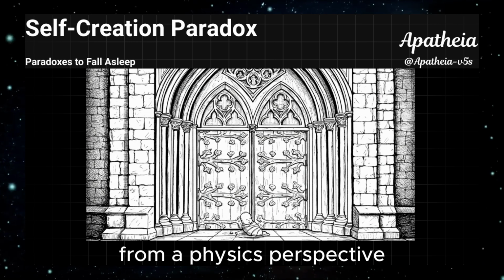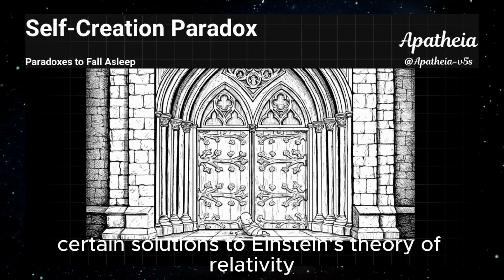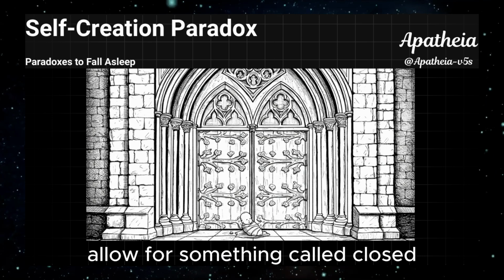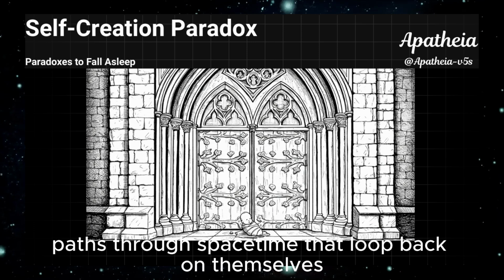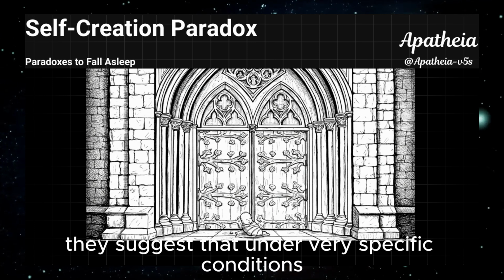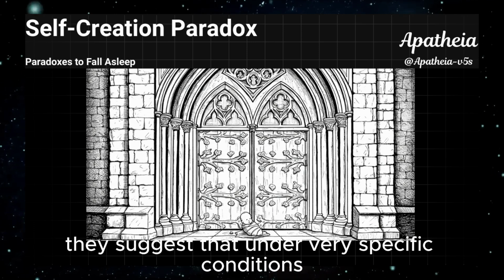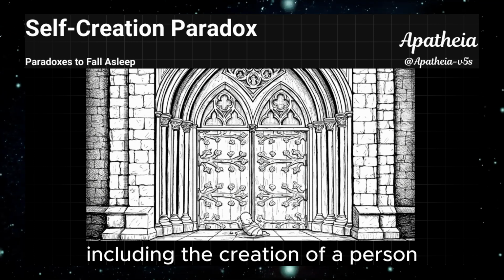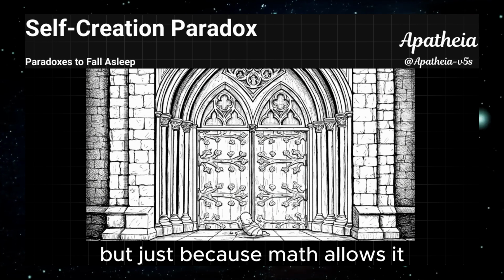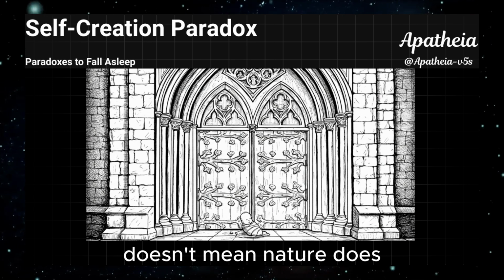From a physics perspective, certain solutions to Einstein's theory of relativity allow for something called closed time-like curves, paths through space-time that loop back on themselves. They suggest that, under very specific conditions, events could form a perfect circle, including the creation of a person. But just because math allows it doesn't mean nature does.